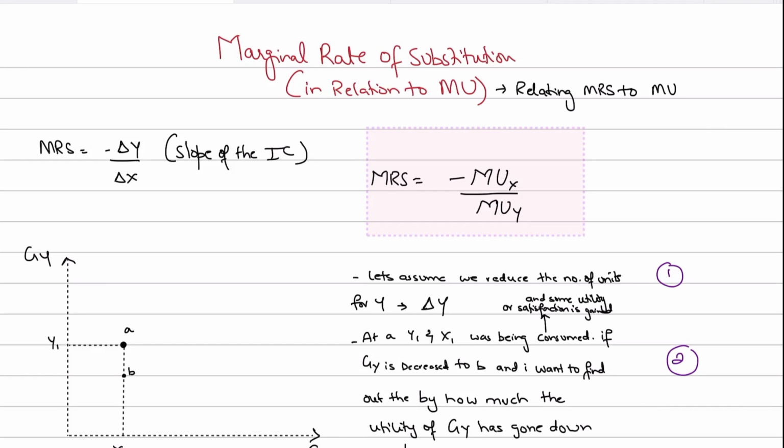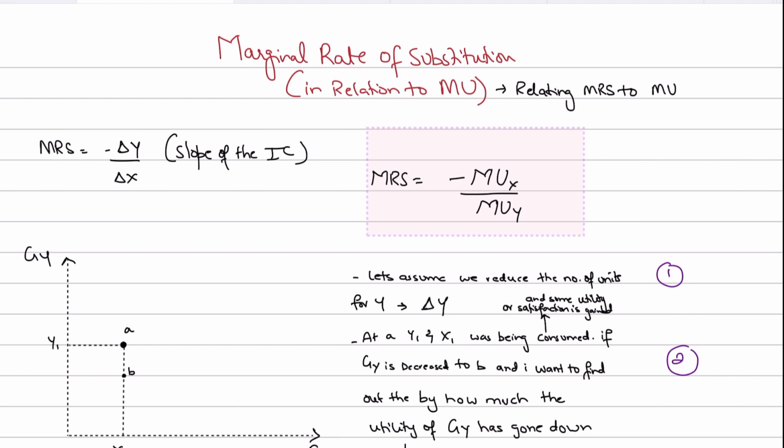Welcome back. In this video, we're going to be discussing the marginal rate of substitution in relation to MU, that is, in relation to the marginal utility. Now, we already know that the marginal rate of substitution is the slope of the indifference curve, which is calculated by the formula of the slope, which is change in y over change in x.